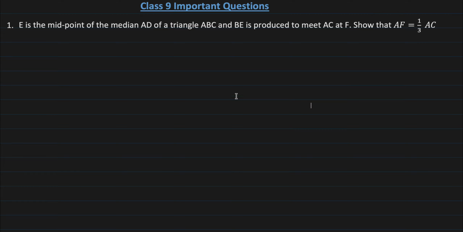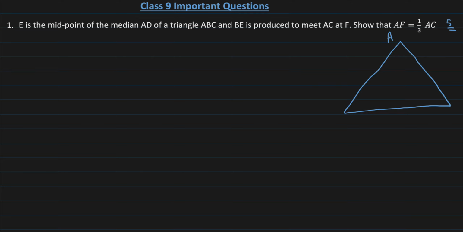E is the midpoint of median AD of a triangle ABC and BE is produced to meet AC at F. Show that AF equals 1 by 3 of AC. So here the figure is not given to you. It is a kind of 5 marker. So we will first draw the figure. It might be asked in a 3 marker also if your teachers want to give you a little lengthier paper.